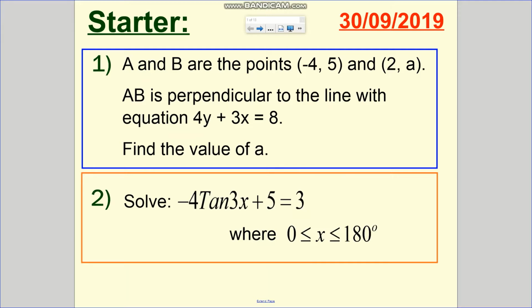Okay, we've got two starter questions to start us off. One on straight line, all about a point coordinate being missing, but you're given a little bit extra information that should allow you to find the value of a. And then for number two, we've got a trig function there to solve.